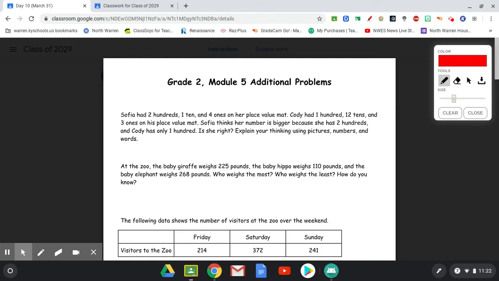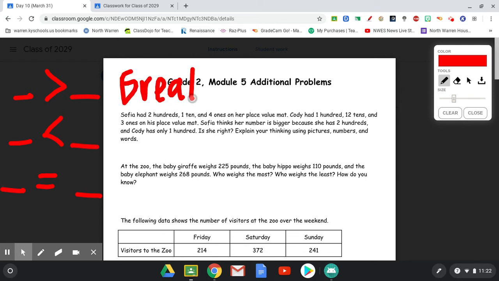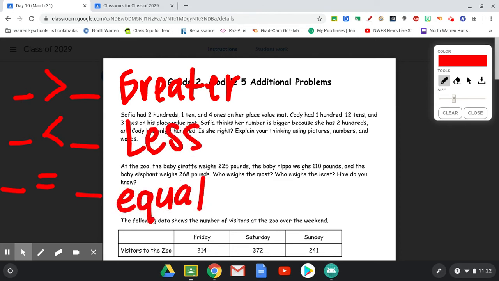So again, one more time. If the number on this side of the equation is greater than, the symbol is going to look like this. If the number on this side is less than, the symbol is going to look like this. If the two numbers are the same, it would look like this, okay? So again, this is greater than, this is less than, and this is equal. And it's important to remember that we read the equations like this.